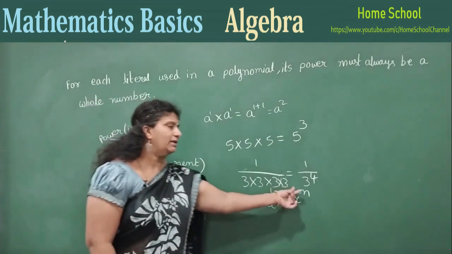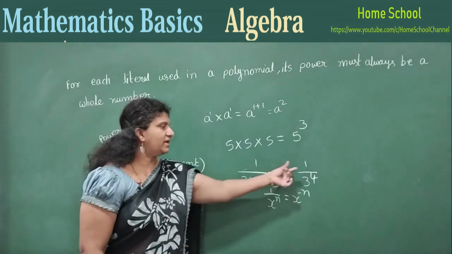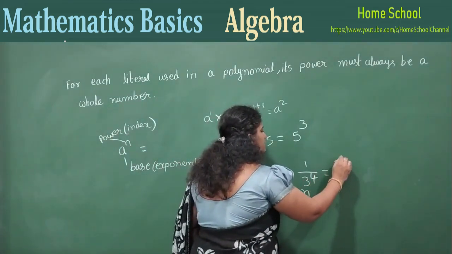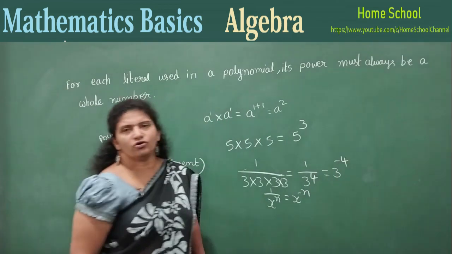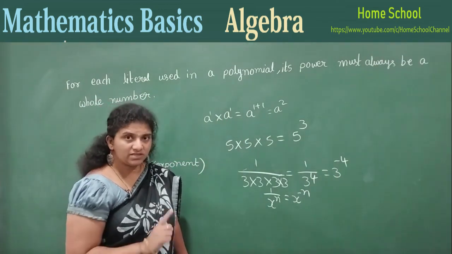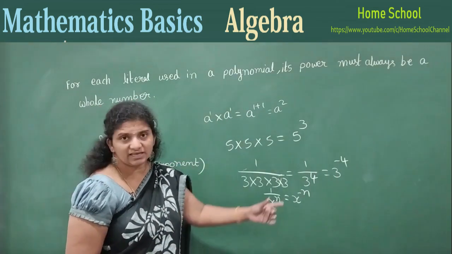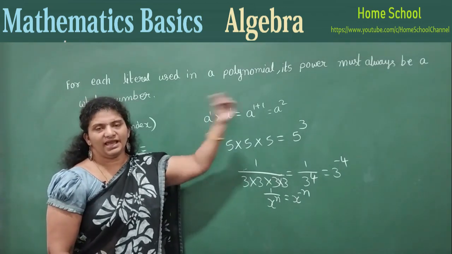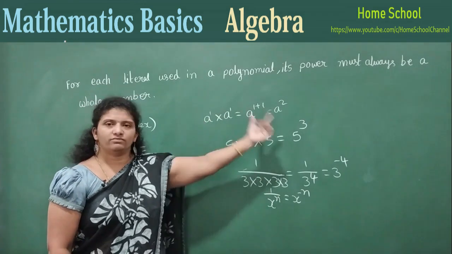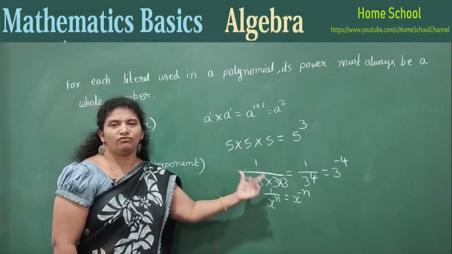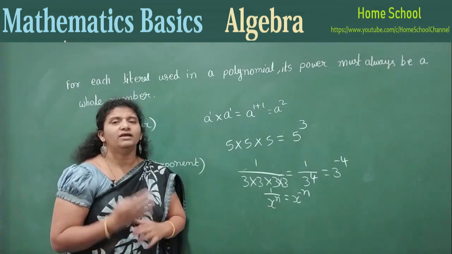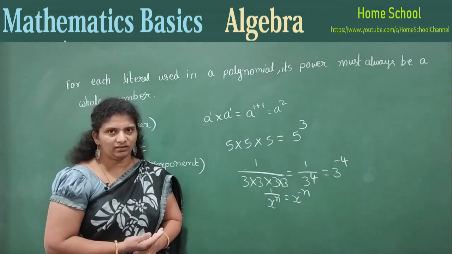Then the power will be negative. Similarly, if you rewrite this, what happens? 3 power minus 4 is your answer. Observe carefully, children, why am I saying this? If 2 times it is multiplied, a square. 3 times, cube. 4 times, power 4. How many times it is multiplied, that power you need to write here.